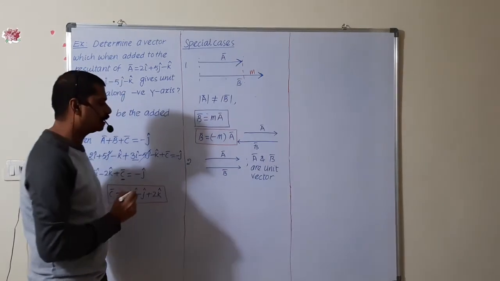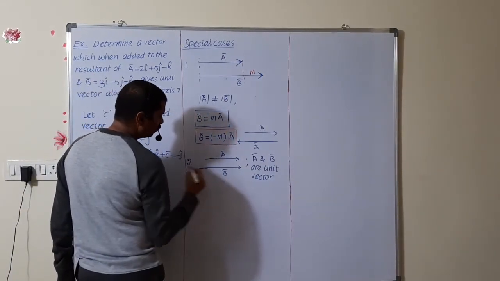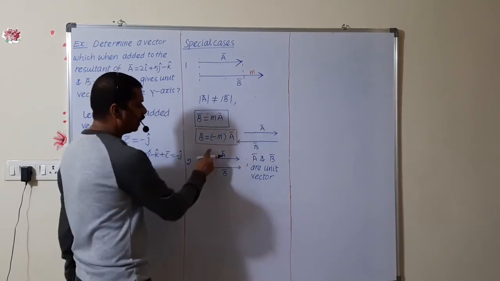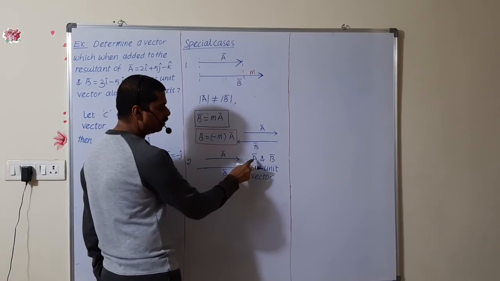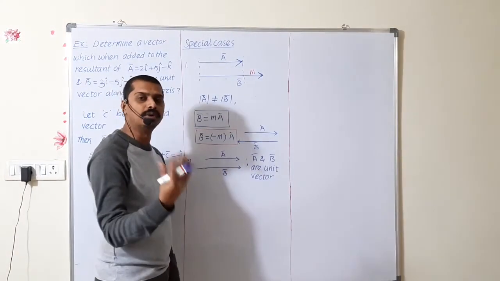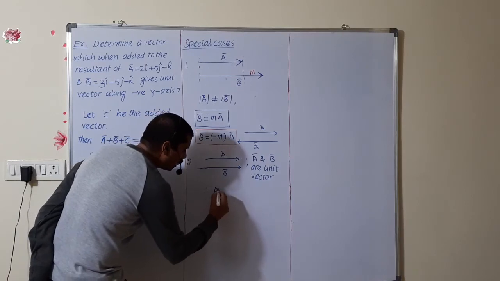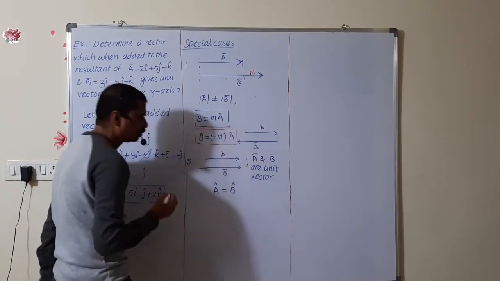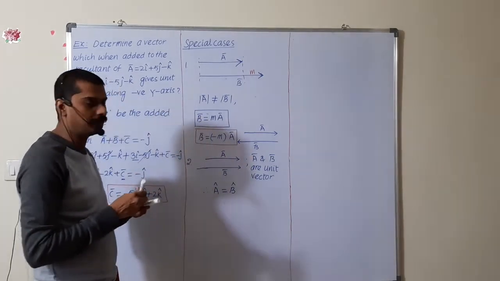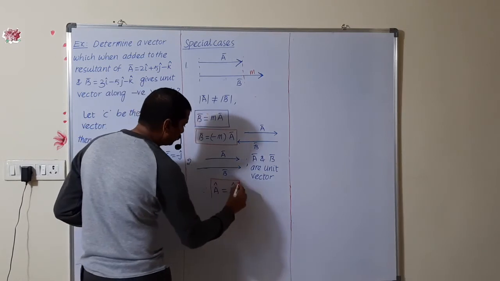A and B vectors are unit vectors. Now I am taking the unequal here. It doesn't matter: A vector, B vector, two vectors are there. The two vectors are moving in the same direction, and A vector and B vector are unit vectors. In that case, how can we write it? A unit vector is equal to B unit vector. Two unit vectors are the same if they are moving in the same direction.